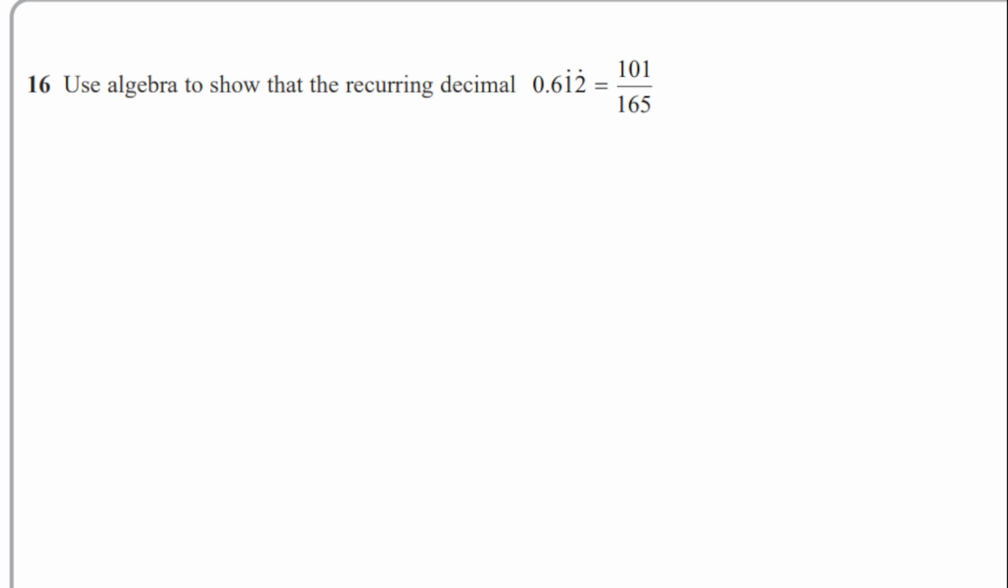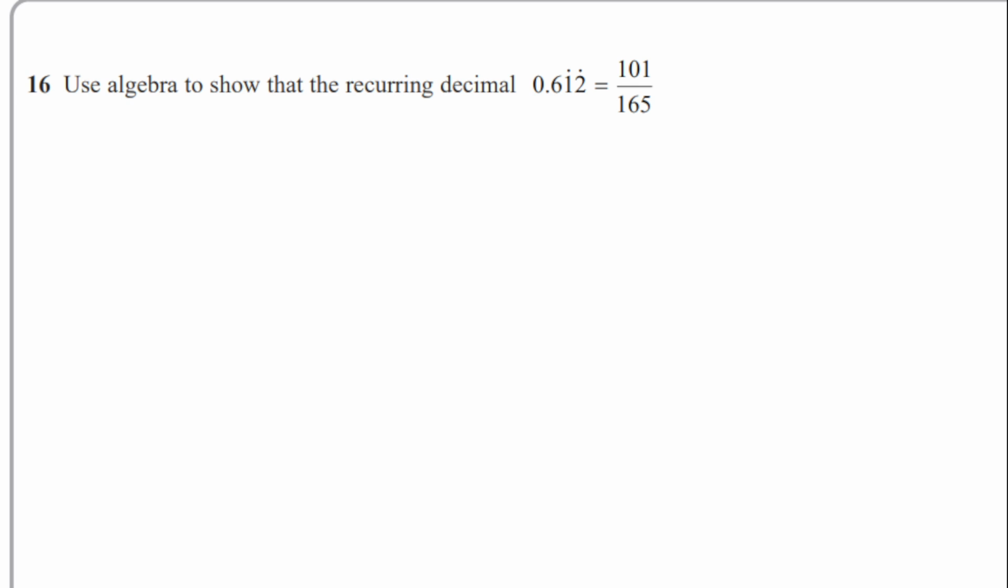Question 16 is 2 marks. You can pause the video and try it yourself. So the question says use algebra to show that the recurring decimal 0.612, repeating the 1 and 2, is equal to 101 divided by 165.